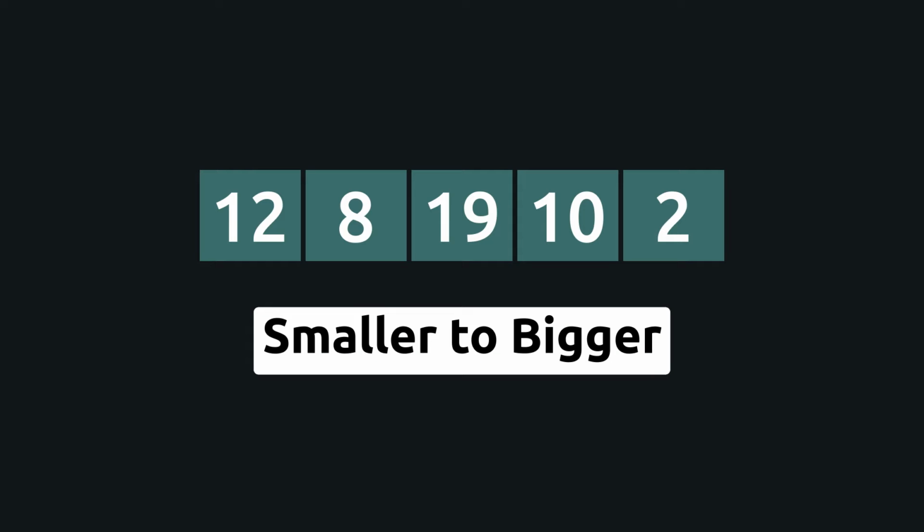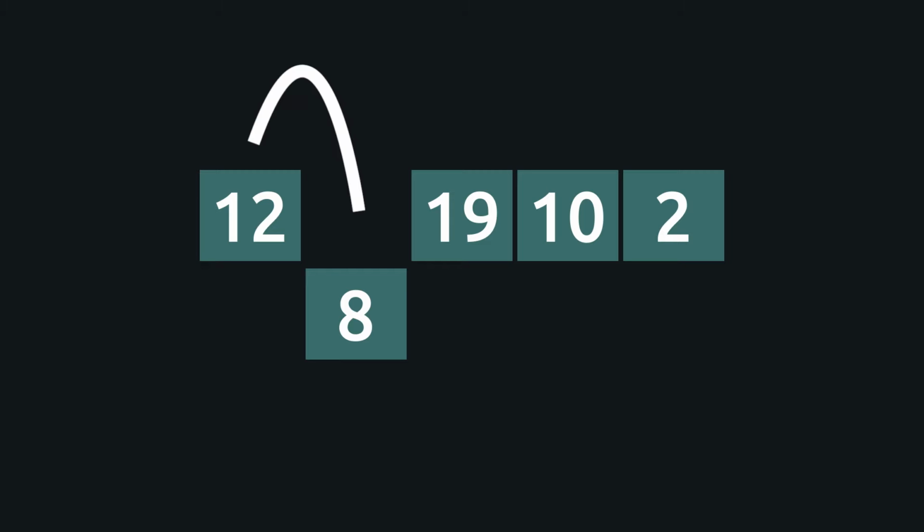Let's say we have this unsorted array. And we want to sort it ascendingly. At first, set a marker on the second element. Compare the adjacent elements. If they are not in the correct order, swap them.